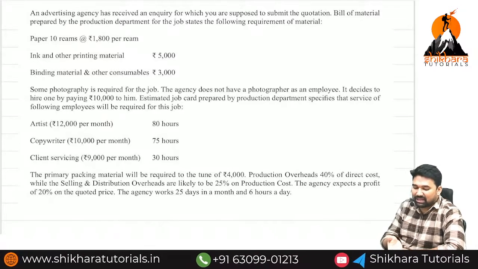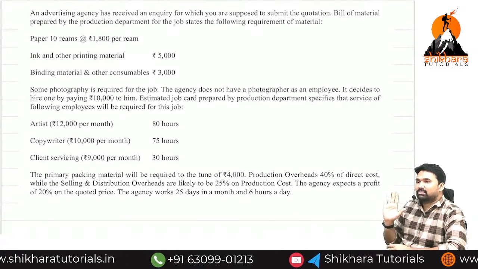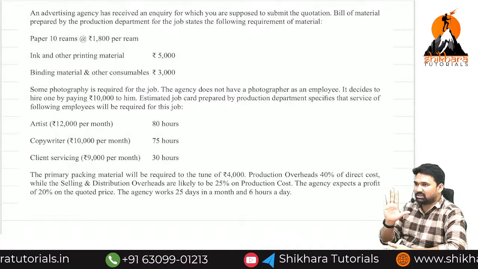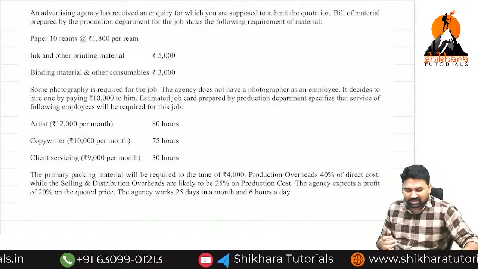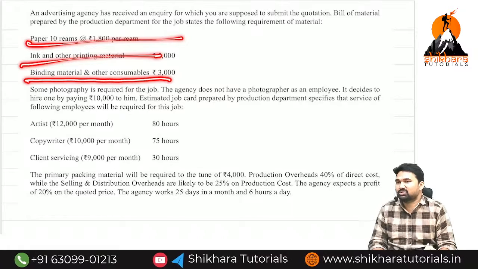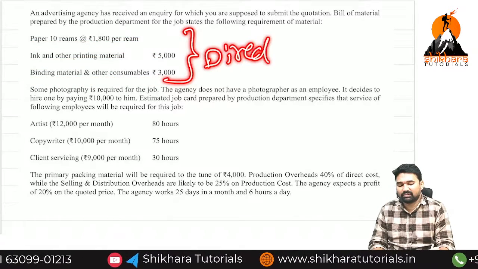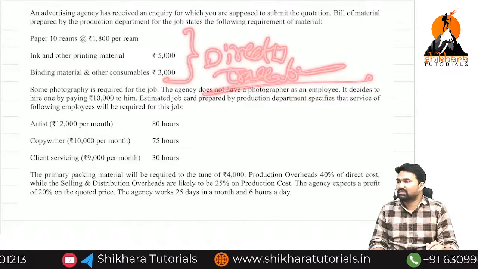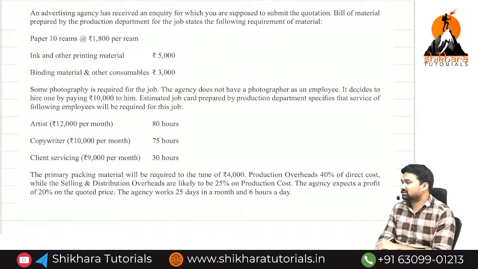In the same way, take advertisement, for example a paper pamphlet. In a paper pamphlet, we can identify paper cost, ink cost, printing material cost. These are the same costs now: paper, ink, binding material, and other consumables. That means these costs are directly traceable. That is why they are called direct costs.